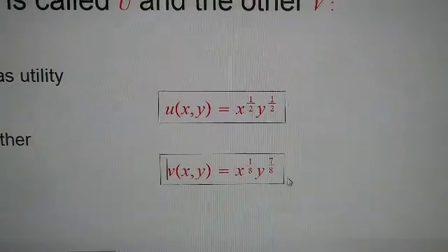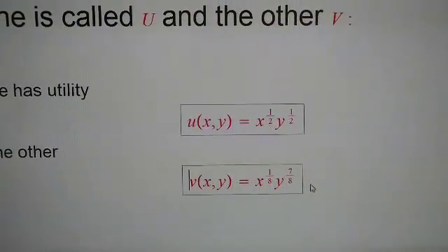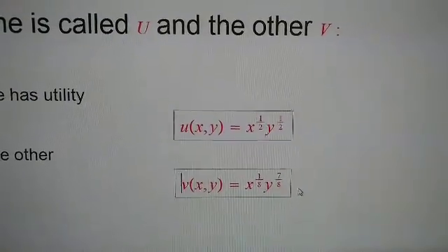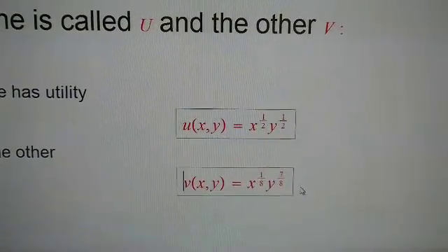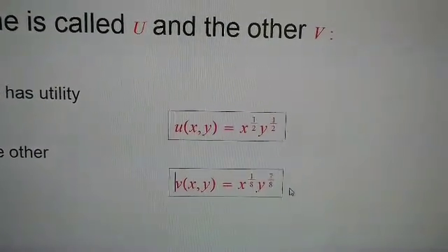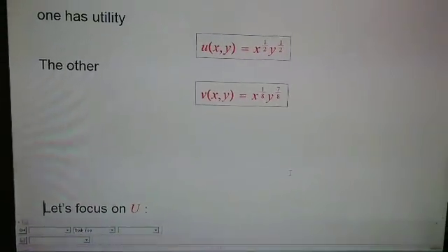Before going into this, and this is a good point when you think about exams, it helps to have a conjecture about what would happen. We would think that person V would tend to buy optimally more Y than person U. Okay, so let's see how that pans out.